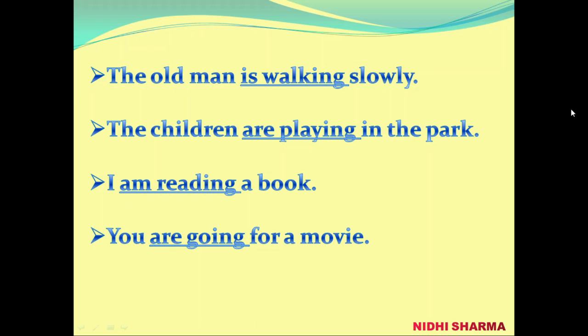Now the old man is walking. So for the third person singular we add is and the ing form of verb. The children are playing in the park. So children is the plural form. So we have used are as a helping verb plus the ing form of verb, playing in the park.